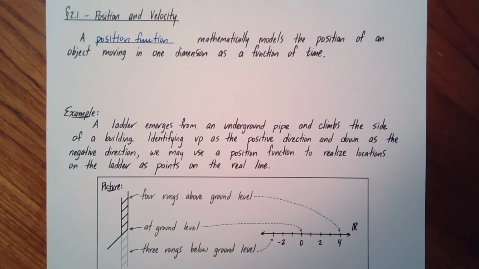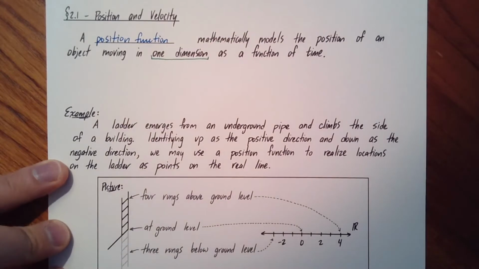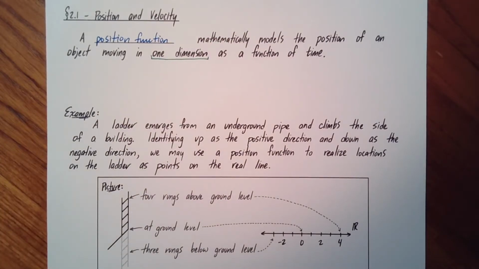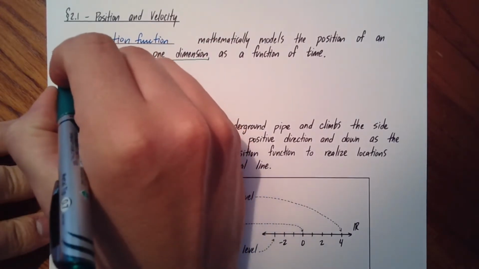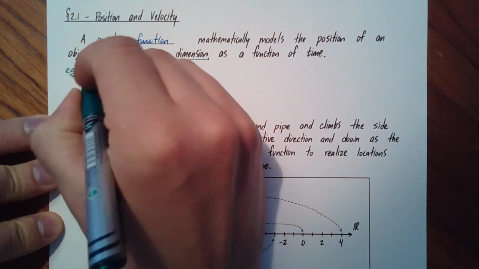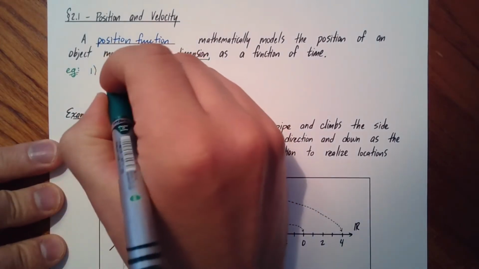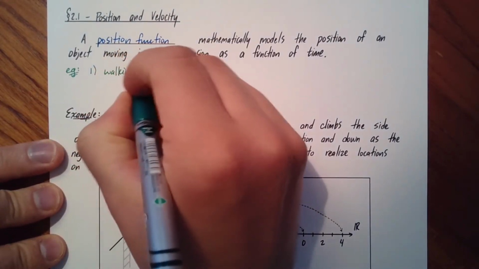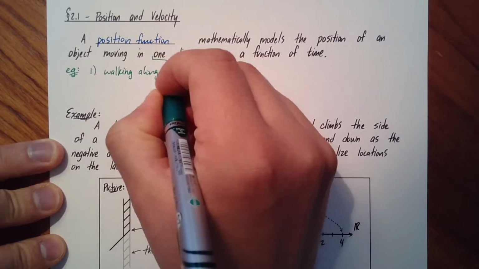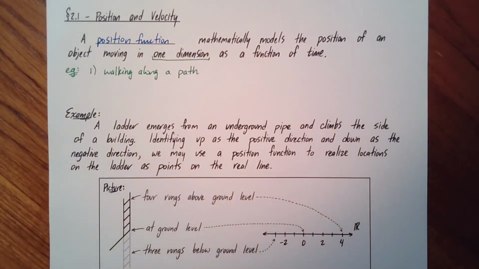So let's actually zoom in on this one dimension part for the moment. What do we mean by moving in one dimension? Let me give you a couple of examples. Okay, so one example would be walking along a path. Let's talk about why that's one-dimensional. And if it helps, it may help to imagine it as a straight path for now.